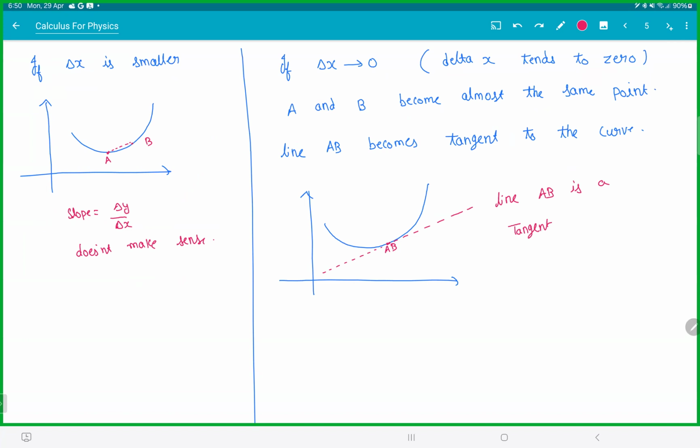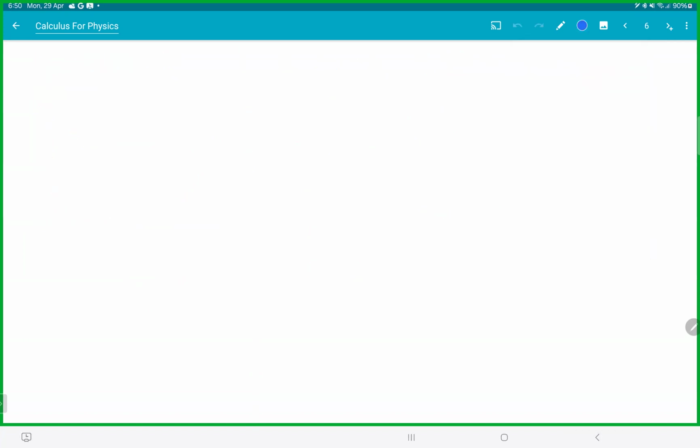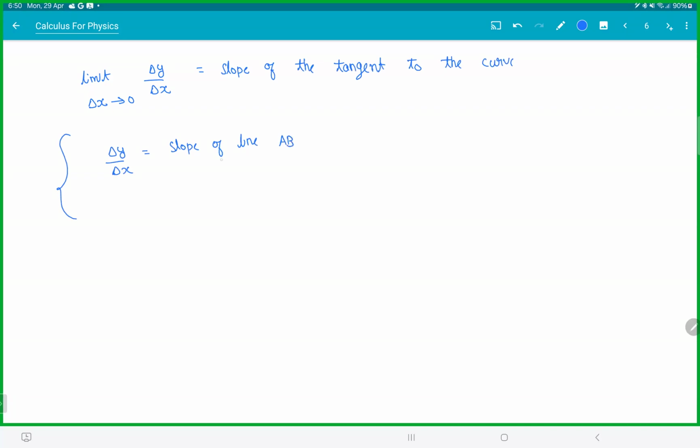So we write this thing like this. We write limit delta x tending to 0, delta y by delta x is the slope of the tangent to the curve. Let me explain this. Understand one thing. If you just write delta y by delta x, this is the slope of line AB. This is useless. This doesn't make any sense. You're getting it? The important thing is putting this word limit. If you don't keep this, the whole thing doesn't make sense.